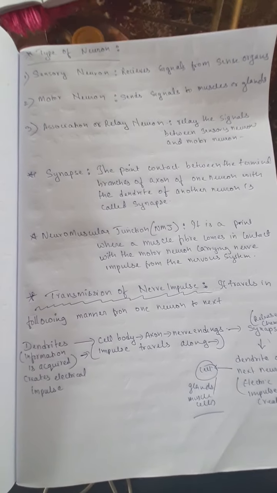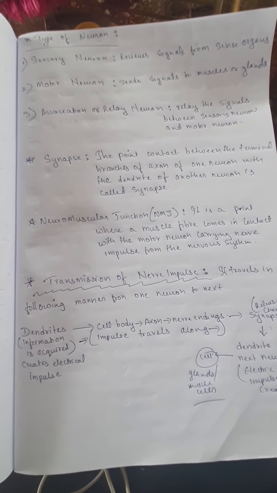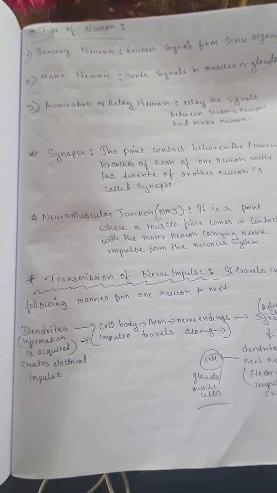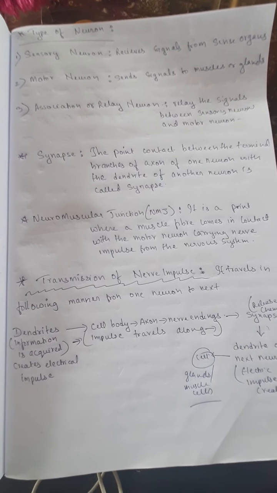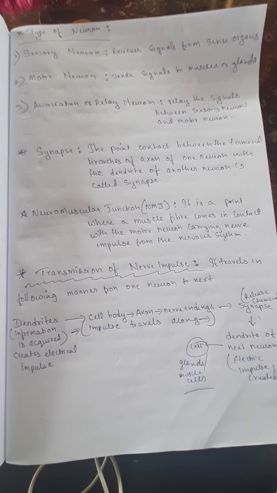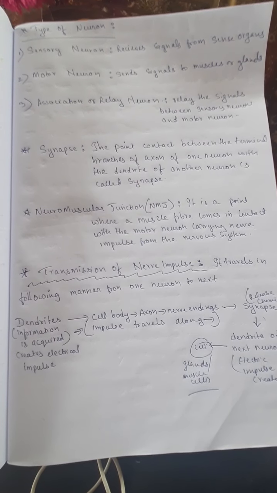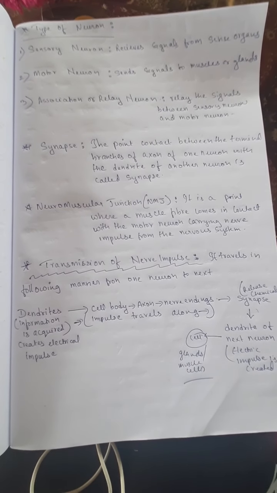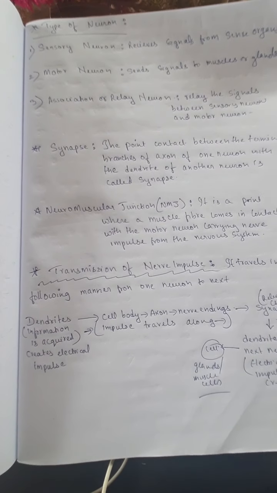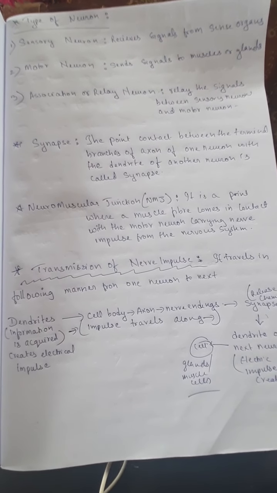Don't forget this. Number 2, motor neuron. It sends signals to muscles or glands to act. And number 3, association or relay neuron. These neurons relay the signals between the sensory neuron and the motor neuron. Relay means to transmit the information, the signals, between the sensory neuron and motor neuron. Now, don't forget the types of neuron. There are 3 types of neuron with 3 particular functions.